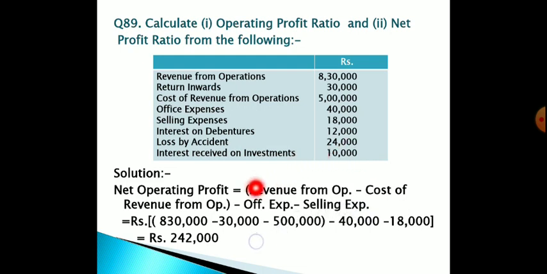So the first thing we will find out is the net operating profit, that is equal to revenue from operations minus cost of revenue from operations, that is my gross profit, from which I will deduct the operating expenses like office expenses and selling expenses. So from 8,30,000 we will deduct 30,000, so we get the net revenue from operations. Then minus 5 lakh, that is cost of revenue from operations, minus 40,000 of office expenses and 18,000 of selling expenses, that is equal to 2,42,000.